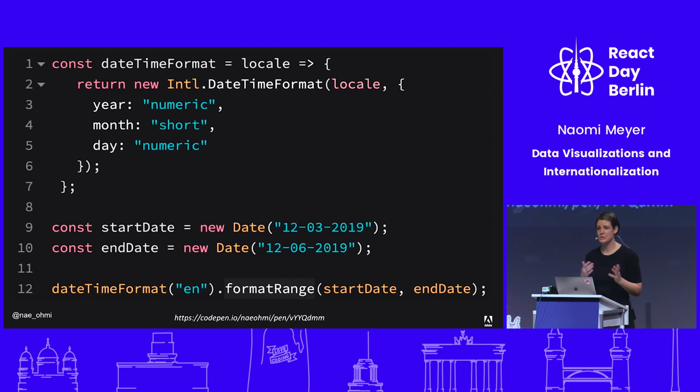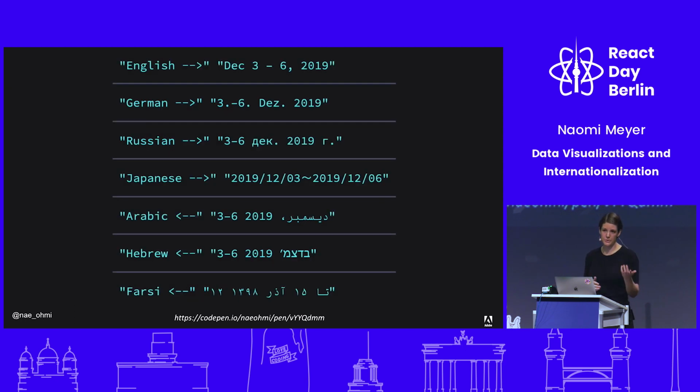And then we can pass in a start date and an end date, which is something we often do in data visualizations, and format the range. So here we have December 3rd through the 6th formatted across locales. And I look at this variety, and it just makes me smile.